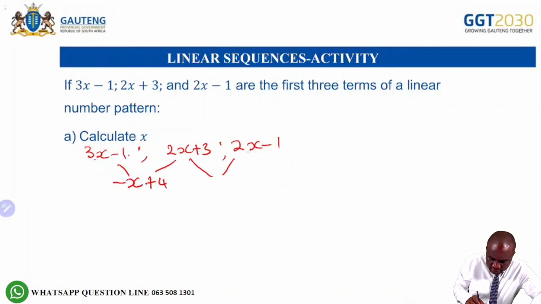Same here. 2x minus x, that is x, isn't it? And then negative 1 minus 3. Negative 1 minus 3, that is negative 4.